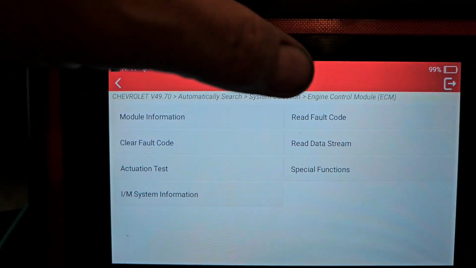So I got the scanner hooked up. Let's see what we got here. I already looked at this quickly, so I found something interesting. I didn't do anything yet because I want to see what the actual reasoning is. So here we are with the scanner, and we're going to go to read fault code.